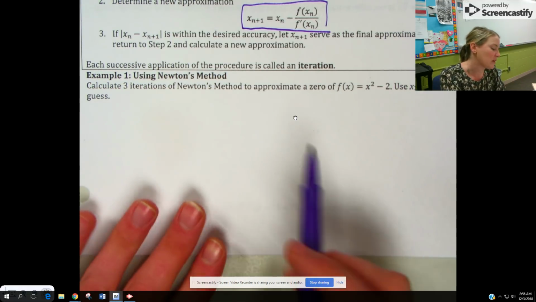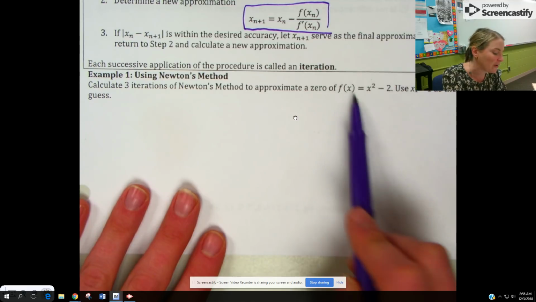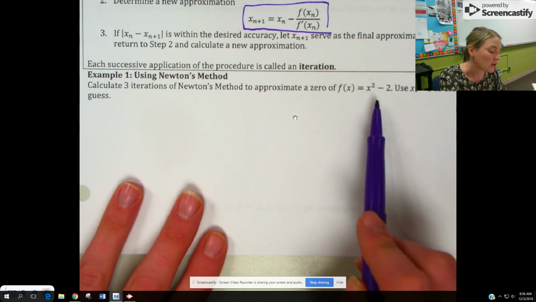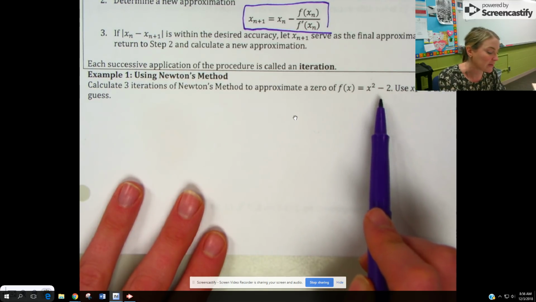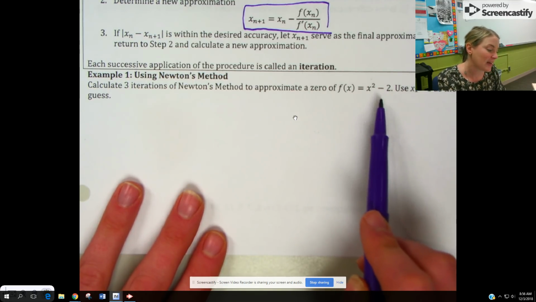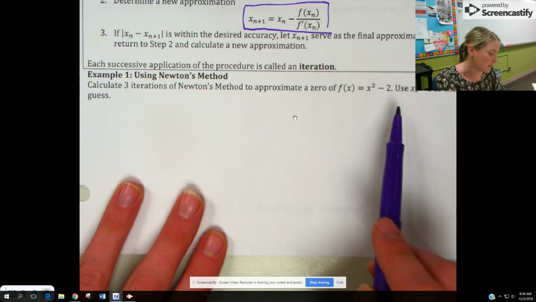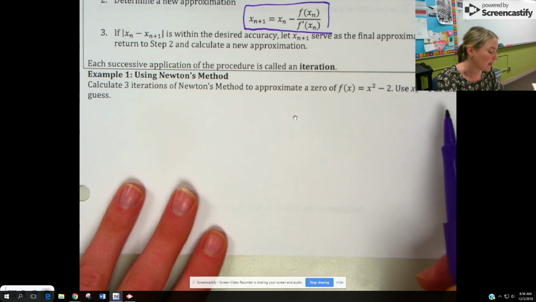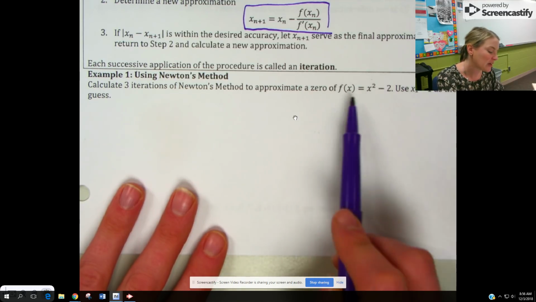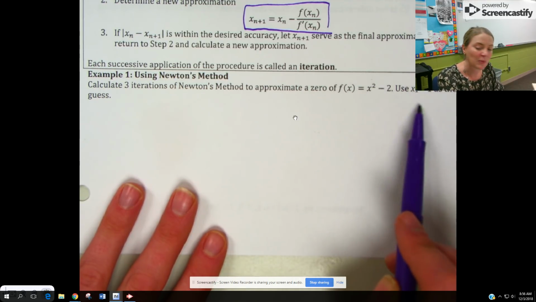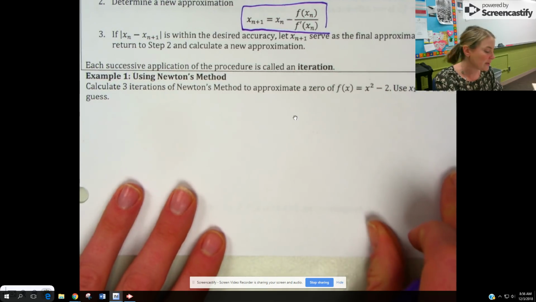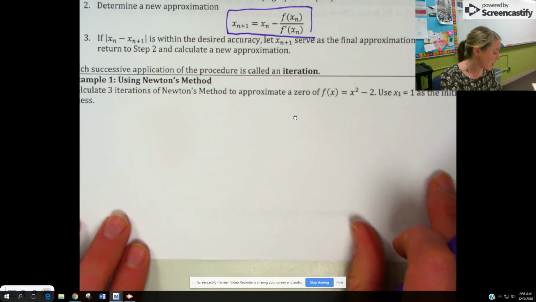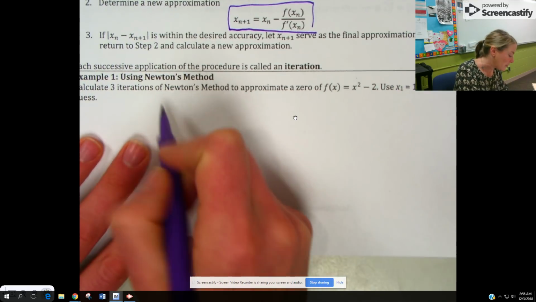So example 1 here, using Newton's method, they've given you a function. Now this one's kind of silly because it is a quadratic and you could easily find your zeros just using other methods like factoring. However, let's take our process here for a spin, and then we can also have a good way to check our work, right? So they've given us our function, and they've also given us x1, our initial point that we're going to use as an estimate of what our zero should be. So let's go ahead and just rewrite our formula.